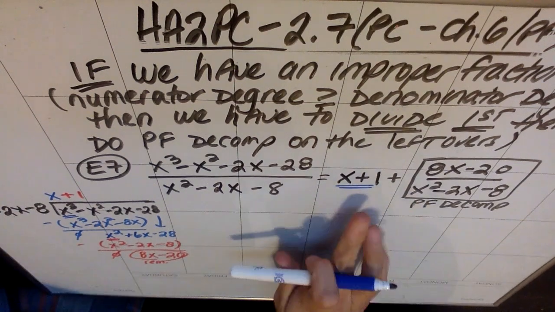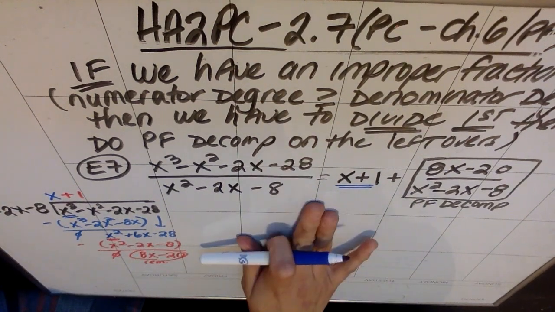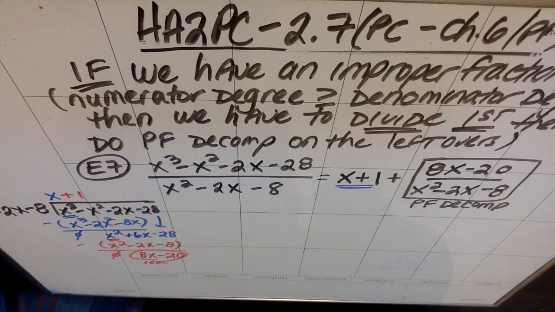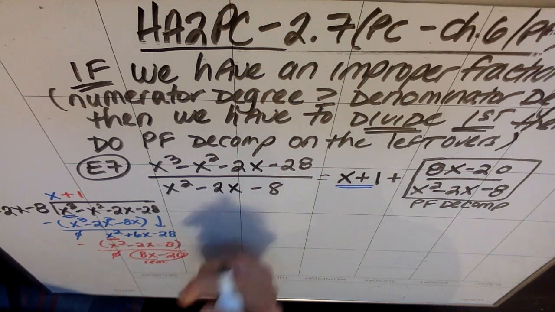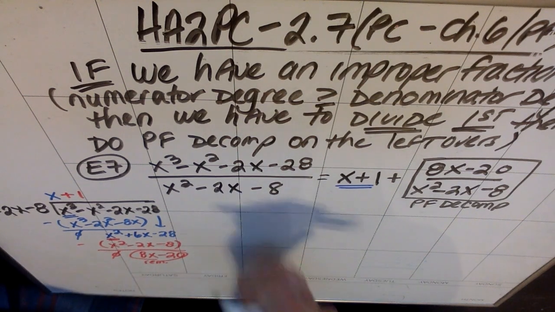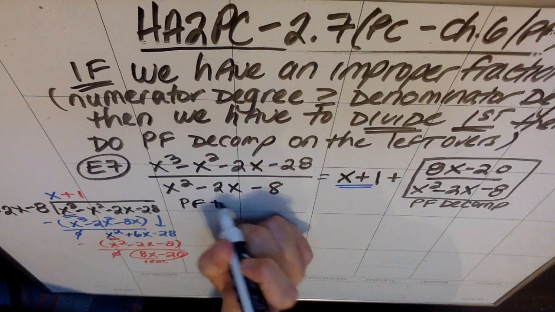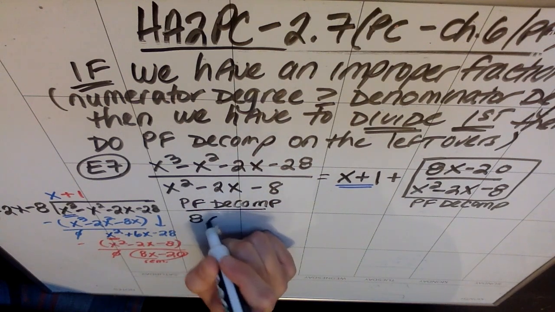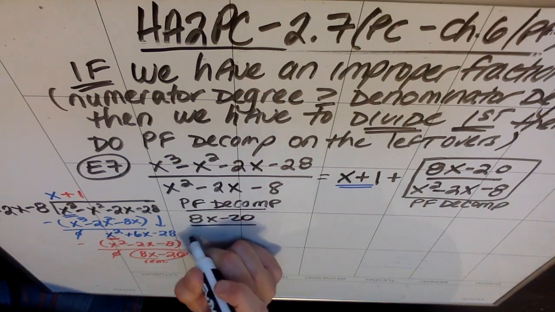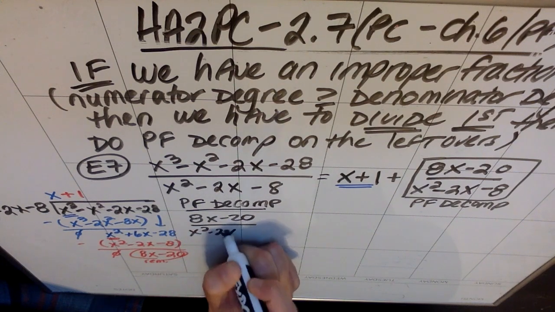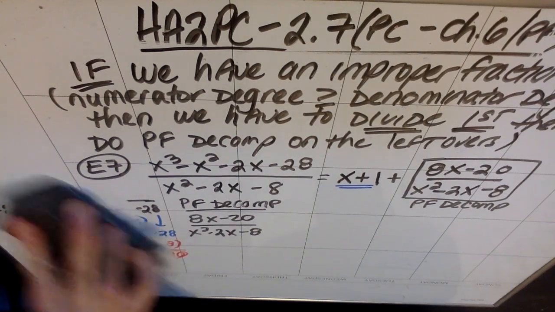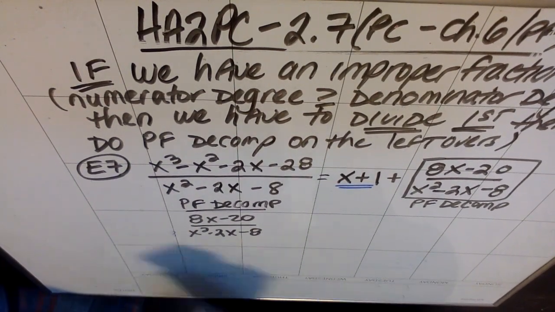So I'm going to remember that my answer is going to include an x plus 1 plus whatever decomposition I end up with. But the x plus 1 is no longer part of the actual decomposition. So I'm going to separately go ahead and do the partial fraction decomposition now. What I want to do a partial fractions decomposition for is not the original. It's for this 8x minus 20 over an x squared minus 2x minus 8, right? So I'm going to erase my division because we already did it.